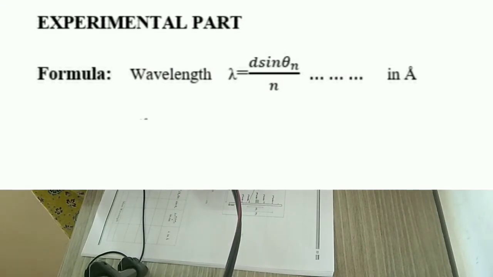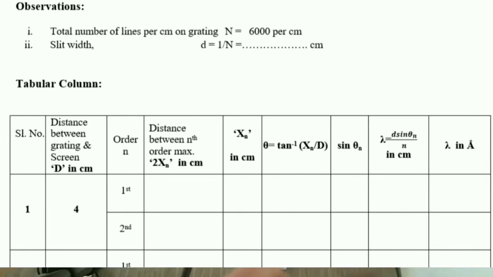To find the wavelength of the laser source, we use the diffraction formula given by n lambda equals d sin theta, or lambda equals d sin theta by n, where small d is the slit width, which can be calculated using the number of lines. Sin theta we will get from the table. Small n is the order of diffraction. If it is first order, n is 1, and for second order n is 2. The unit for wavelength is either centimeter, meter or angstrom.